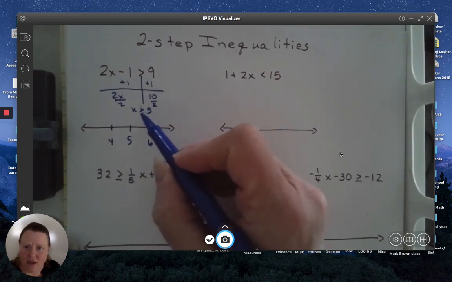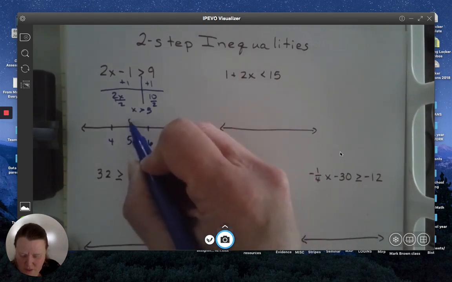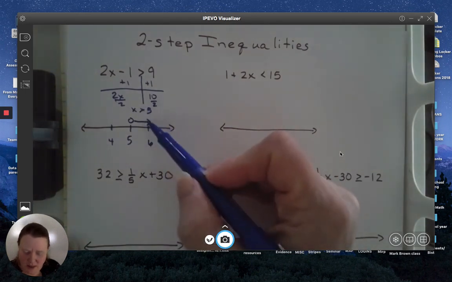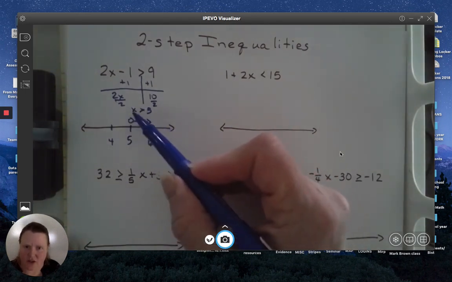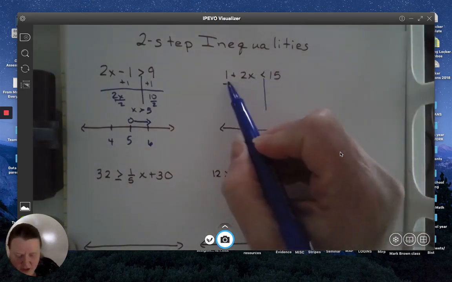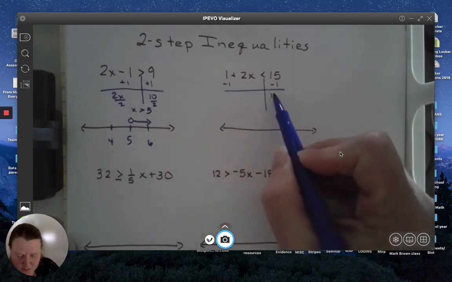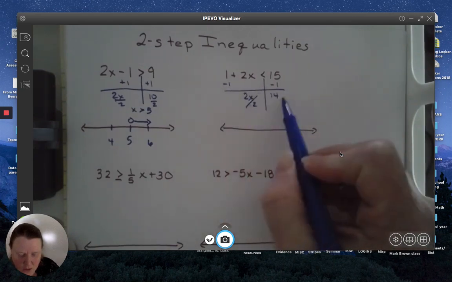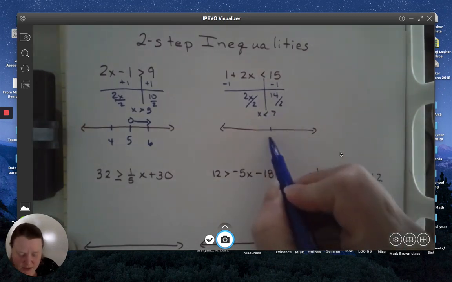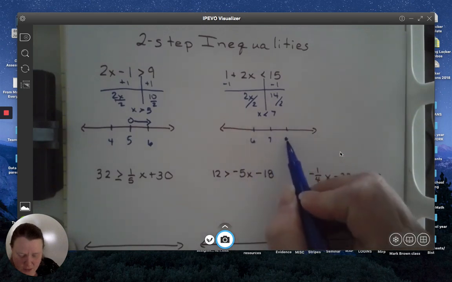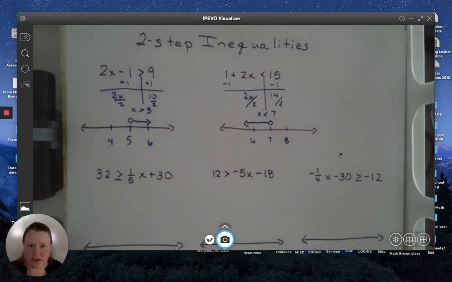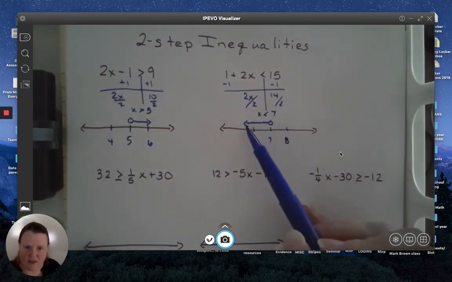It does not have an equal to line underneath it, so I'm going to put an open circle, and I'm going to have the arrow pointing in the greater than symbol. Notice that the symbol and the end of the arrow match when the letter is first. So I'm going to do the same thing for the next problem. I now have subtract 1, subtract 1. We divide by our 2, and we have x is less than 7.